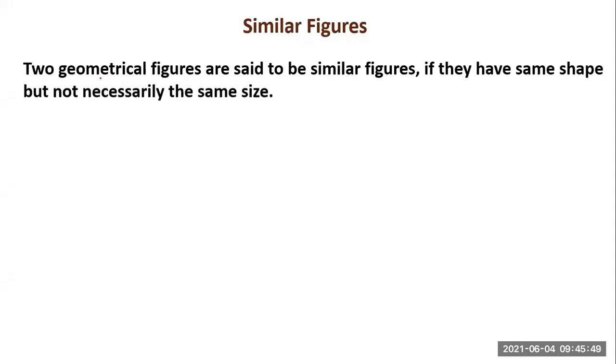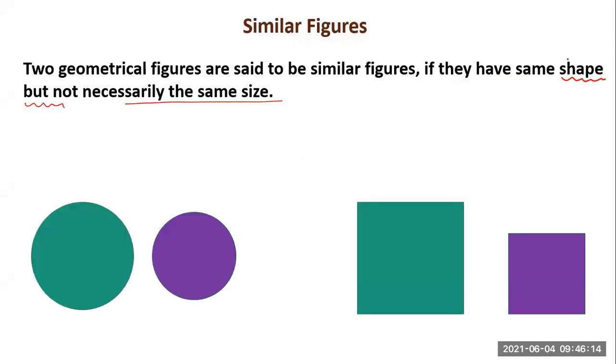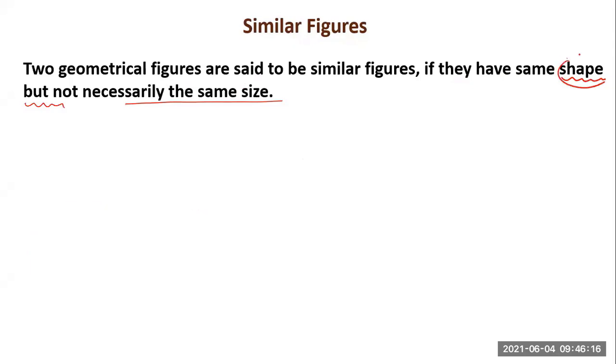Two geometrical figures are said to be similar figures if they have the same shape, but not necessarily the same size. Size doesn't matter here. Size can be the same or not the same. So we will only consider shape. Only will think about the shape there. Clear?